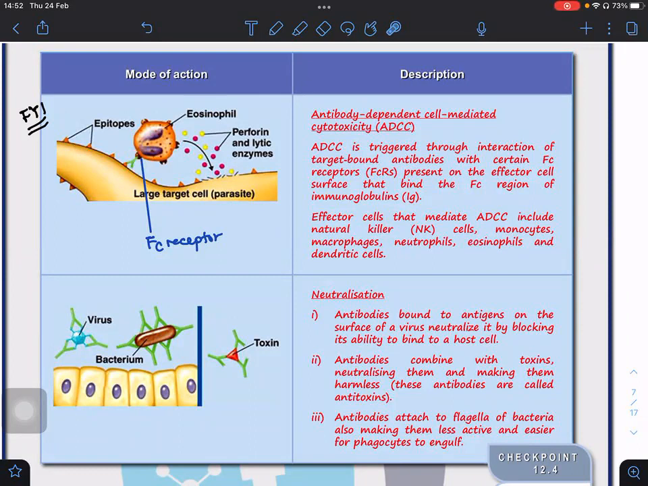Are you clear? The IgE, yes, still remember IgE just now? So that's why they know how to bind. When they bind, they will release the toxic substances and then kill the parasite. So this is called ADCC, antibody-dependent cell-mediated cytotoxicity. Can you see that? Antibody-dependent, we depend on antibody. Cell-mediated, because we still use the cell to kill the parasite.